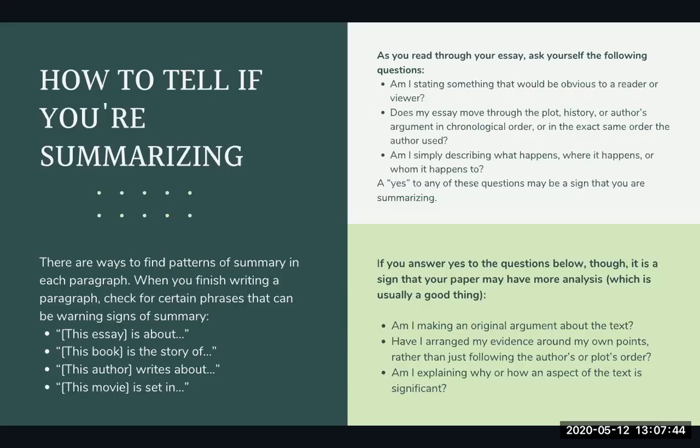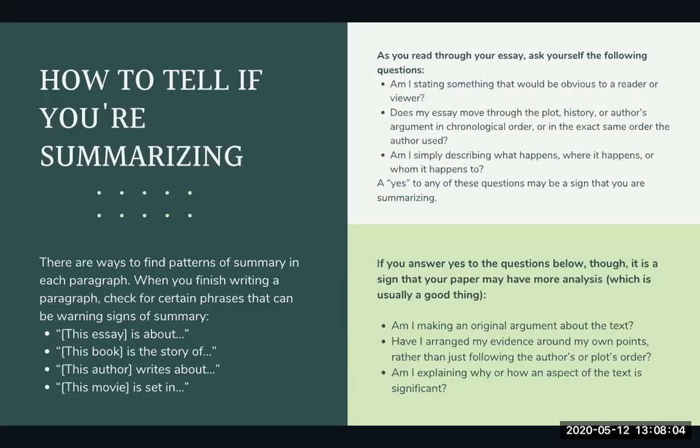So when you're adding analysis, it shouldn't be obvious. That information shouldn't be obvious to the reader or your audience if they're familiar with that work. If it is obvious, chances are that you're just paraphrasing information that was mentioned in the article or the essay.